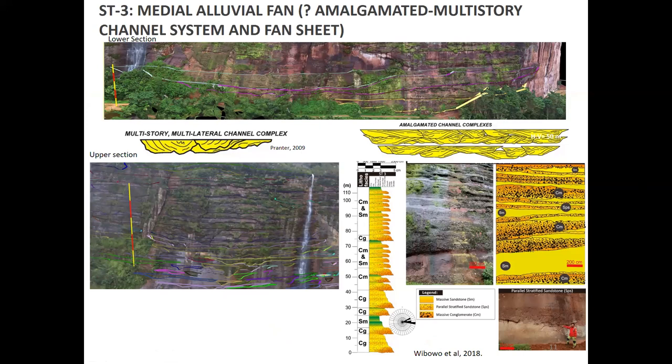As I mentioned before, at the lower part we can see the amalgamated channel complex dominance, which basically consists of multi-story channels, but with a larger complex of multi-story. In the upper section, we have seen the multilateral channel complex dominance, with the vertical thickness of the channel bodies ranging from 2 to 5 meters. From the sedimentary profile, the pattern at some points is blocky, and in general we find a fining upwards sequence.